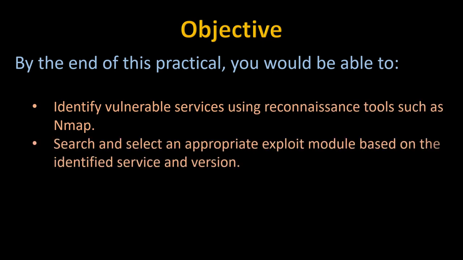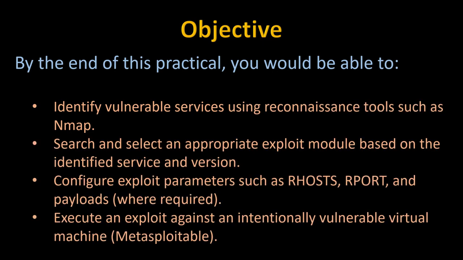So the objective of this practical: first of all, we'll identify the vulnerable services using reconnaissance tools such as Nmap. From Kali, we will use this Nmap tool and check the vulnerabilities, and we will search for the particular service and version which can be easily exploited. We will also use parameters such as RHOSTS, RPORT, or whatever is required, and execute the exploit against the vulnerable machine, which is Metasploitable.